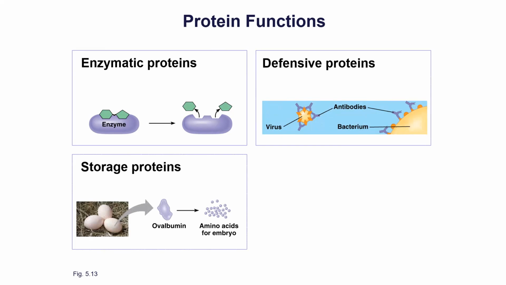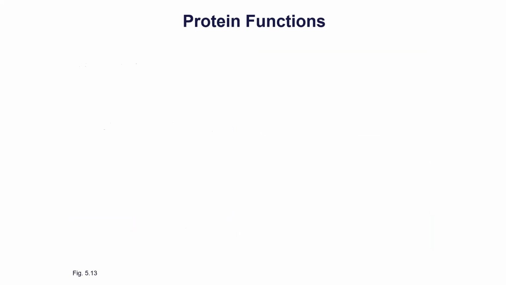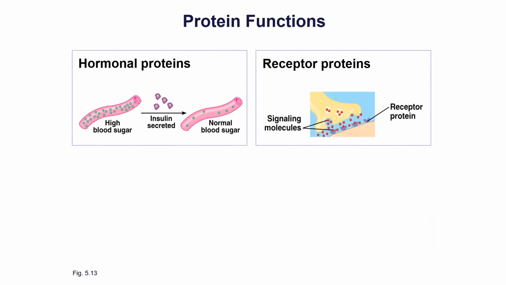Some proteins are involved in storage of energy or nutrients. So ovalbumin is a storage protein that releases amino acids as a chick embryo is developing in a chicken egg. Some proteins are transport proteins. We're going to talk about them in topic 4 when we talk about membranes, and we have these proteins that are allowing solutes to be transported across membranes. Many functions for proteins. Some are hormones, such as insulin.